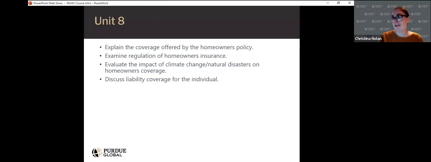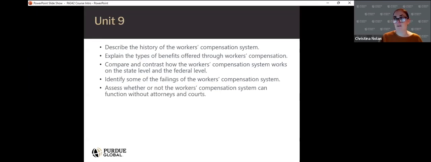Unit 8, I brought up the homeowners policy earlier. We're going to look at that. We're going to look at how they're regulated. The government doesn't want potential insureds to be taken advantage of by the big insurance company. So the government steps in. Also, another very timely issue. What is the impact of climate change and natural disasters on homeowners coverage? I think we all just heard this summer that some insurance companies were going to stop providing homeowners insurance in California. What does that mean? Is this limited to California, or will this happen in other states? And then discuss liability coverage for the individual.